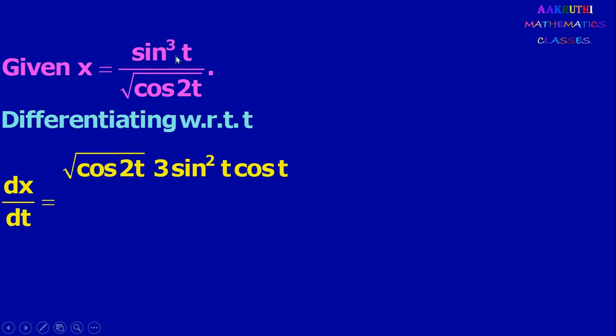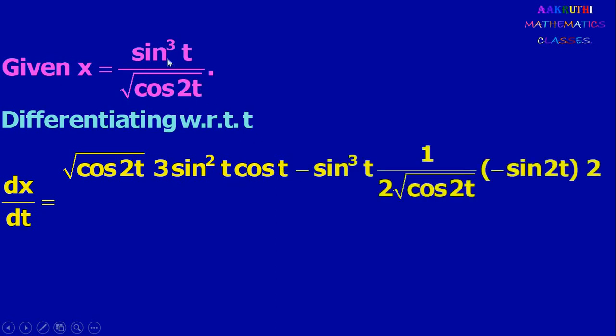Sin cube t differentiation is of the form x cube. x cube differentiation is 3x square. So therefore, sin cube t differentiation is 3 sin square t. Again, sin t differentiation is cos t. You have to use chain rule. So it is of the form x cube, x cube differentiation is 3x square. So sin cube t differentiation is 3 sin square t. But here it is not x, in place of x we have sin t. Sin t differentiation is cos t. Minus, right, numerator as it is. Minus sin cube t as it is.